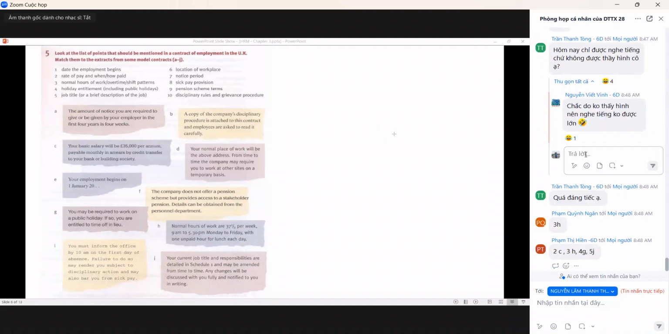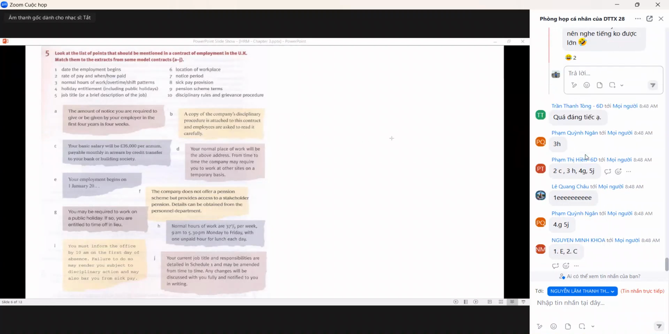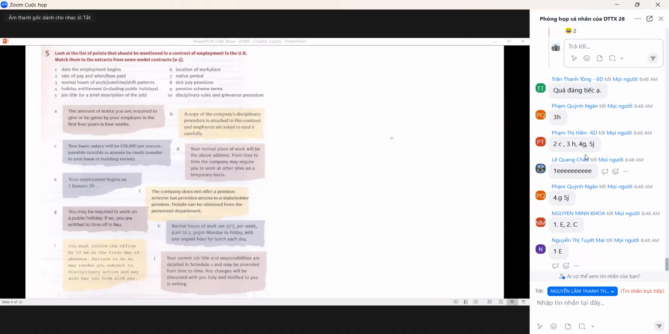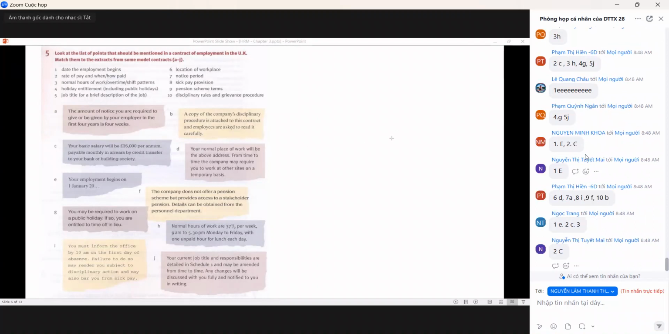Right. So now, number one. Date the employment begins. One E. Yeah, one E. Because we have your employment begins on 1st January, right? That is date. Number two, rate of pay and when and how paid. Means about a salary. So what is number two? Your basic salary will be, yes, good. It means about a salary. So how about number three?